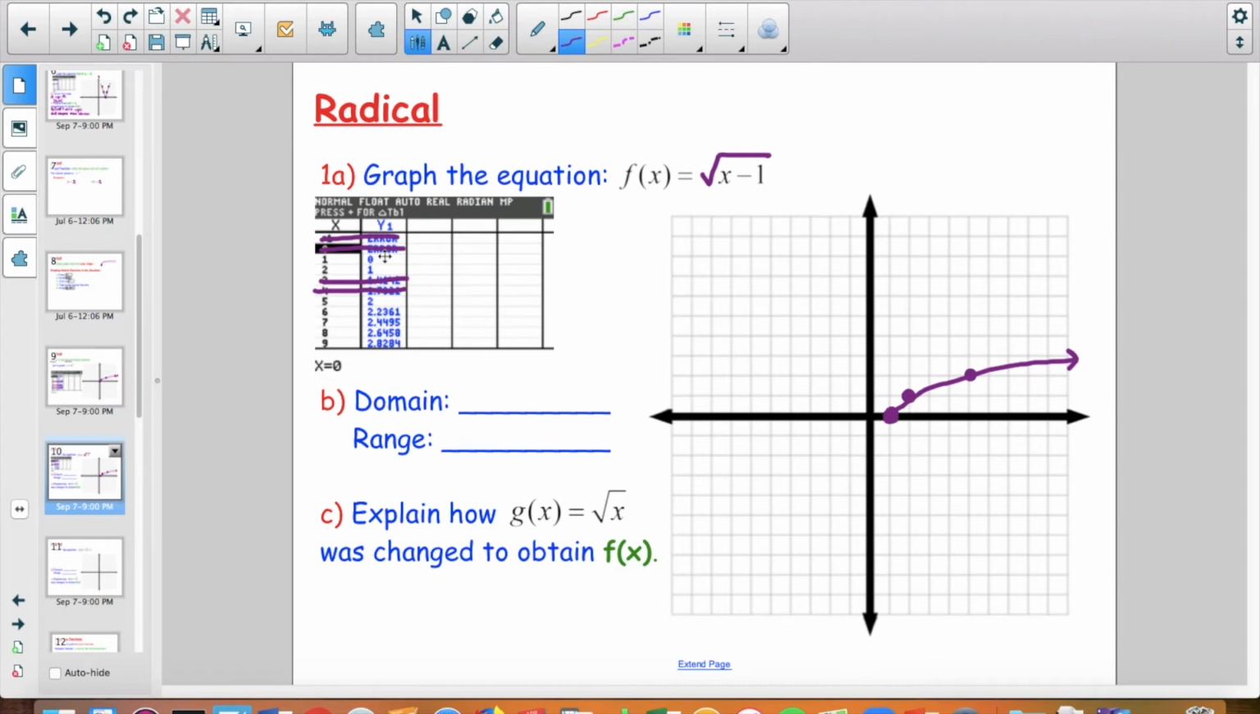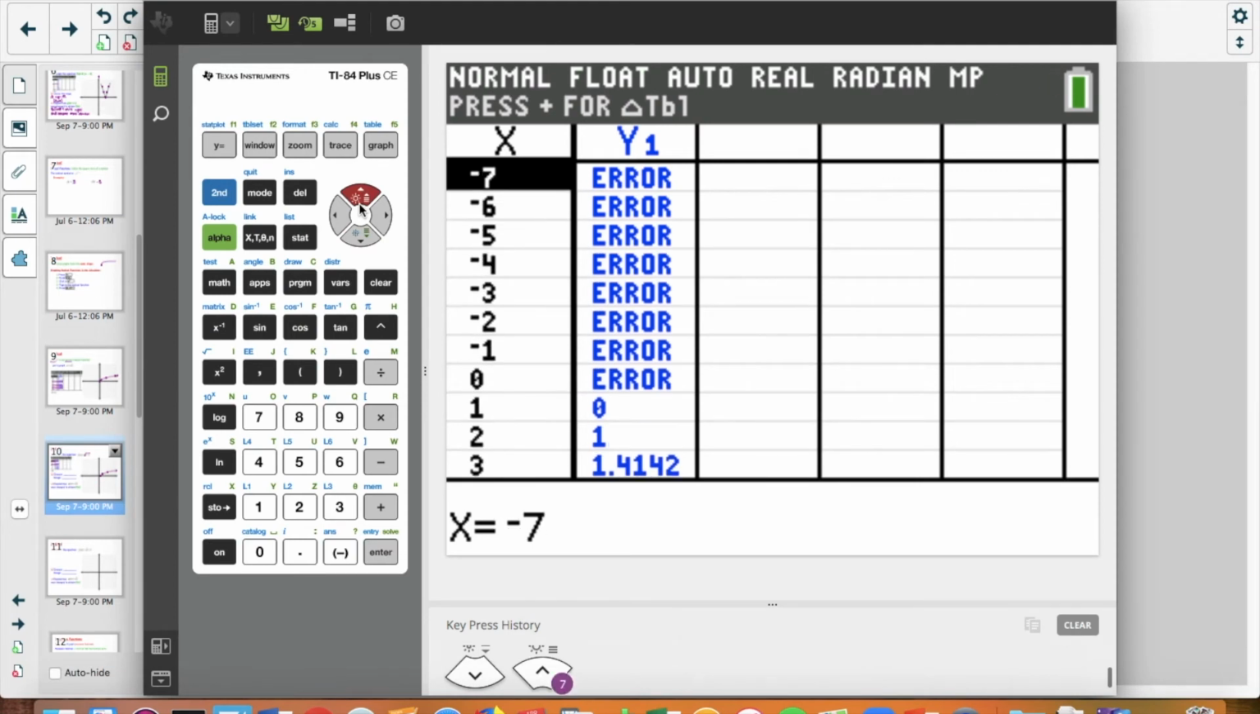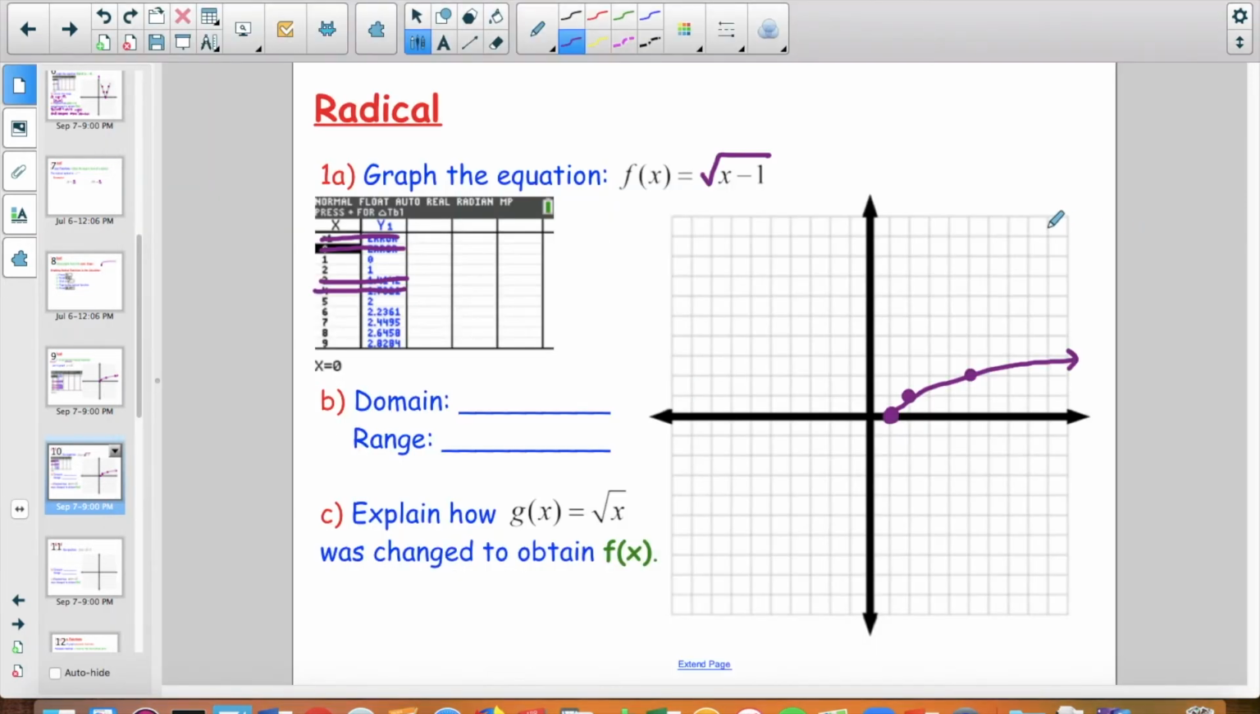Notice I don't have any graphs below our first point. That's because every point below it has an error. That means we can't graph it because it can't happen. The reason being is if you were to have that number under the radical, you get a negative, and you can't have a negative radical. So that's why we only put the arrow on one side, not the other.